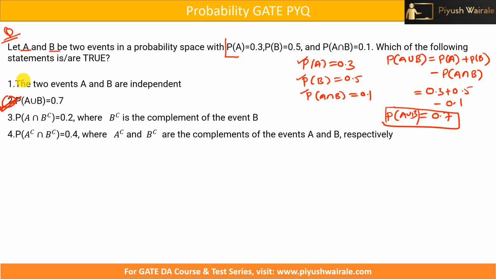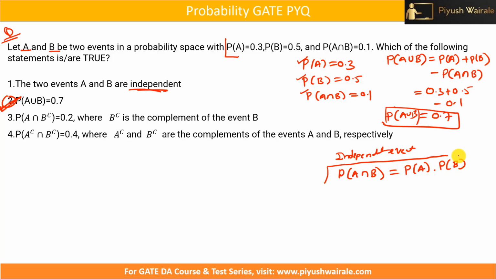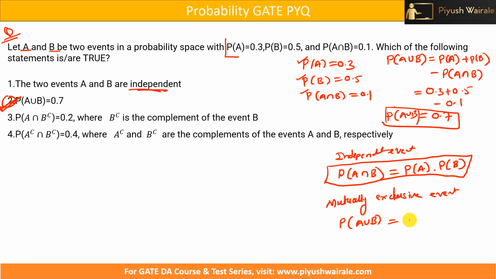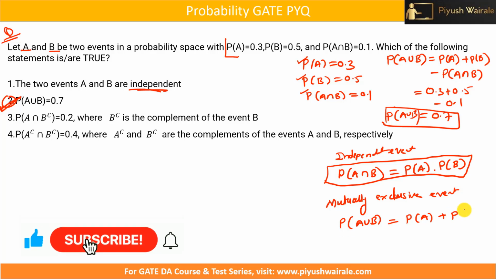Now what about the first option? Two events A and B are independent events. So when can we say two events are independent? When probability of A intersection B is equal to probability of A into probability of B, then I can say A and B are independent events. This is for independent events. And for mutually exclusive events, probability of A union B is equal to probability of A plus probability of B.